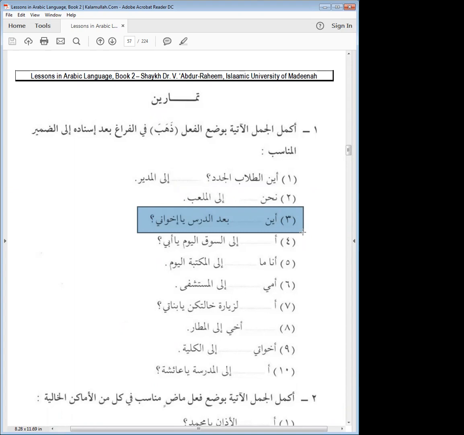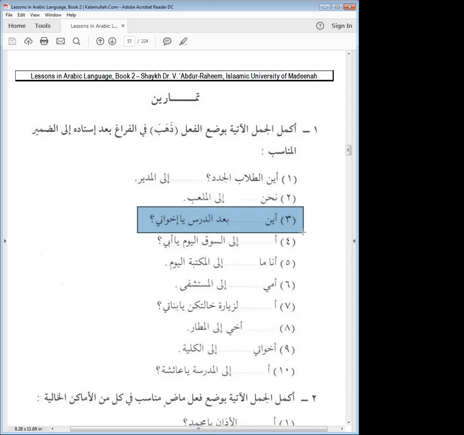Right. رقم ثلاثة. أين something بعد درسي يا إخواني. Anybody want to volunteer? First of all, you need to know which of the conjugations. We know the verb, all of them, we're using the same verb, ذهب. So we just have to see which conjugation we're using. أين ذهبوا بعد الدرس يا إخواني. نعم أحسنت. Brother Mickey. أين ذهبوا بعد درس يا إخواني?